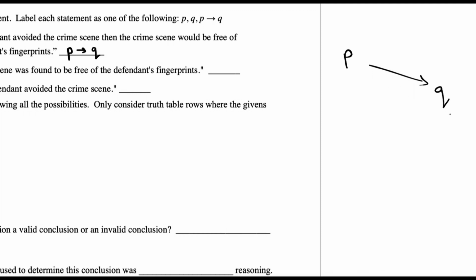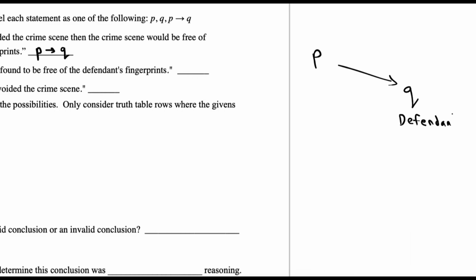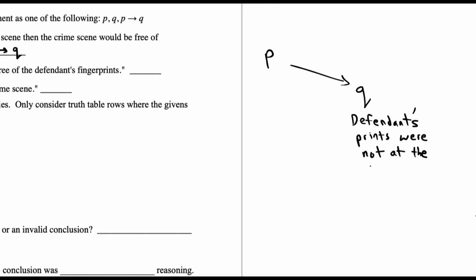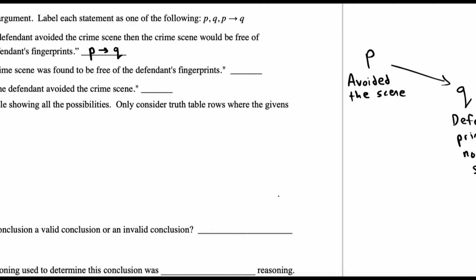That P is one explanation for Q. Q is maybe the police said that the defendant's fingerprints were never at the scene. They dusted and all that, and the defendant's prints were not there. And let's assume that there's a lawyer for the defendant trying to argue to the jury why the defendant's prints were never there. They might say the reason that they weren't there is because the defendant avoided the scene and was never at the scene. So he was never there to make any prints.